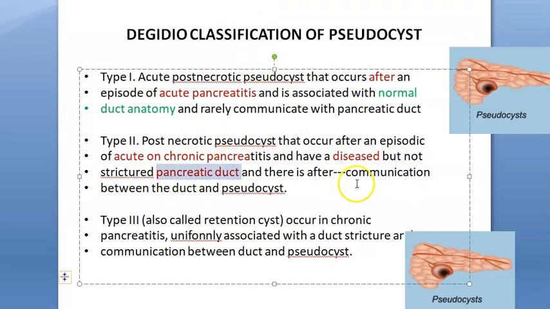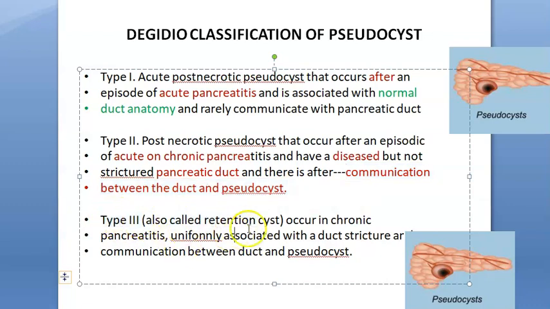Diseased pancreatic duct but not strictured, and there is communication between the duct and the pseudocyst. We will see that there is some communication between the duct and the pseudocyst. The pancreatic duct is diseased, remember. Now type 3, it has to get even worse, isn't it?